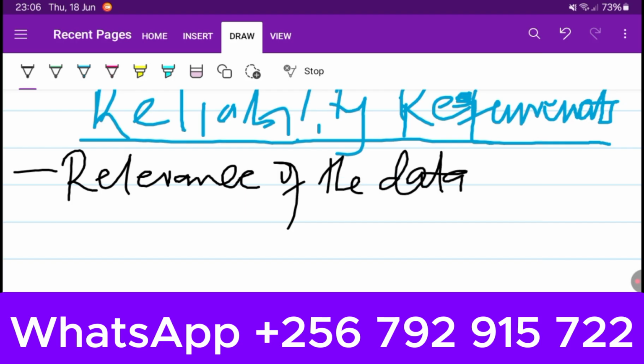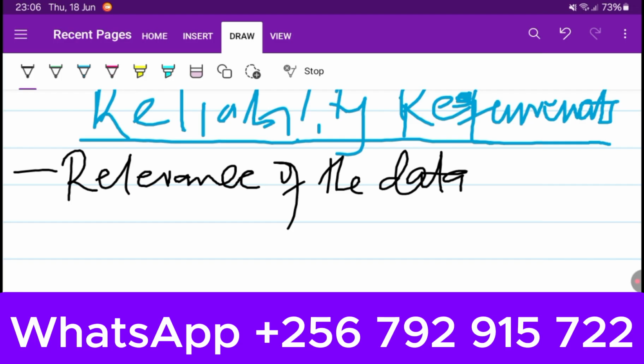So the data should satisfy the requirements of the problem under investigation. If you are carrying out research about maybe unemployment, the data that you have gathered should be able to satisfy the problem under investigation. So you should get all the information that can help you understand or draw a very substantial conclusion about the unemployment rate of maybe youths and others.